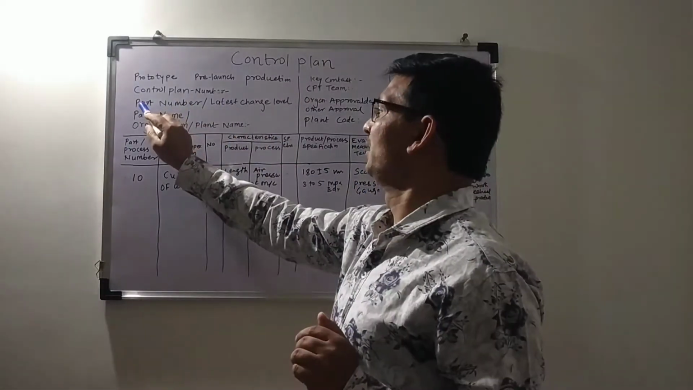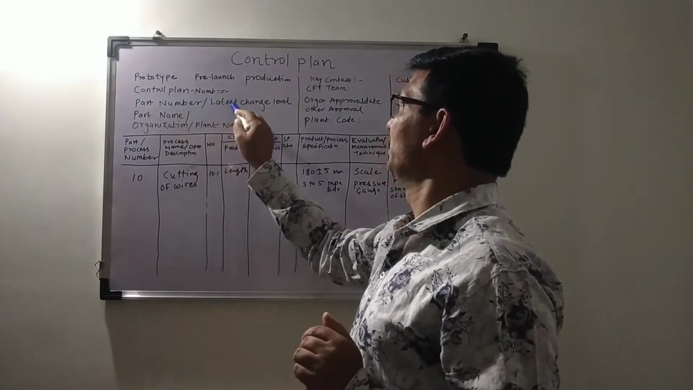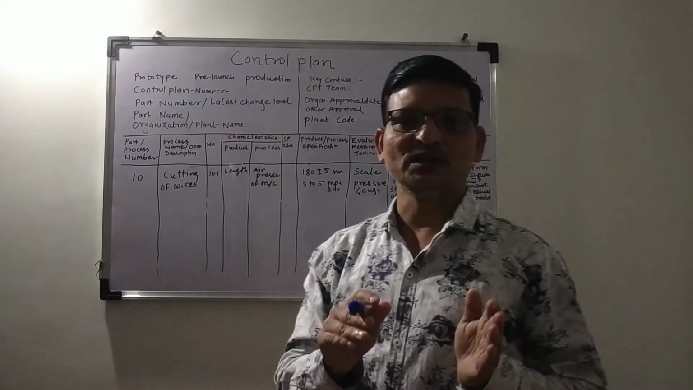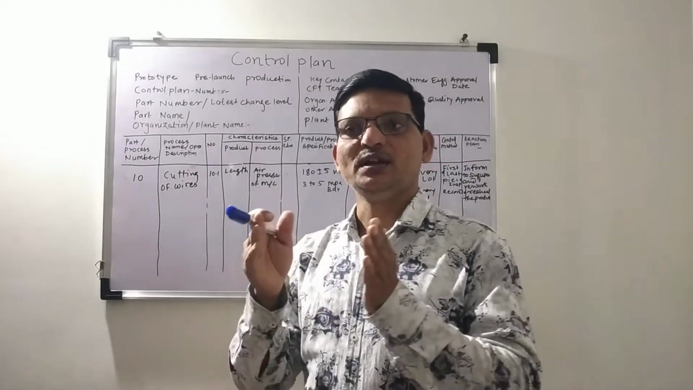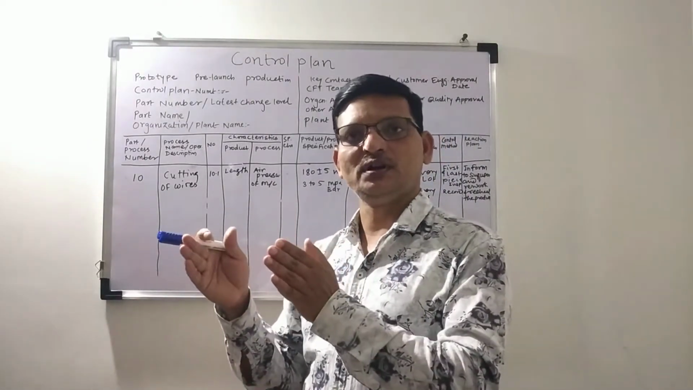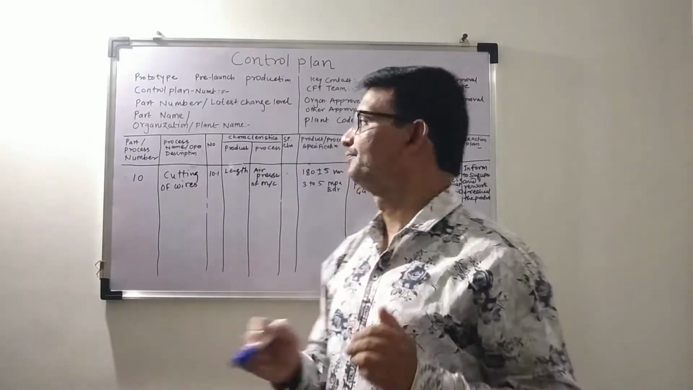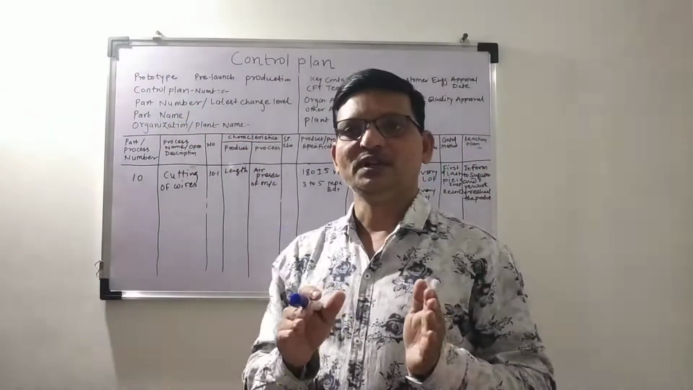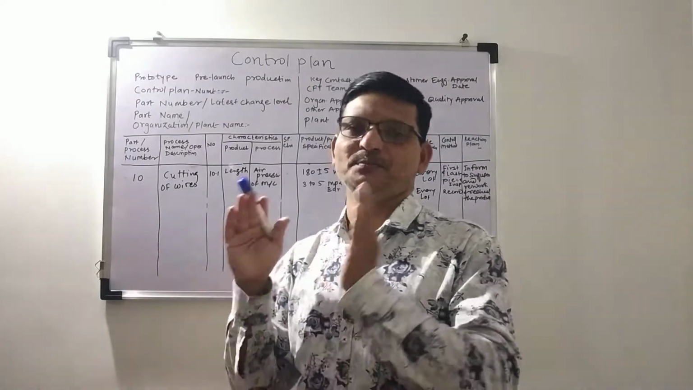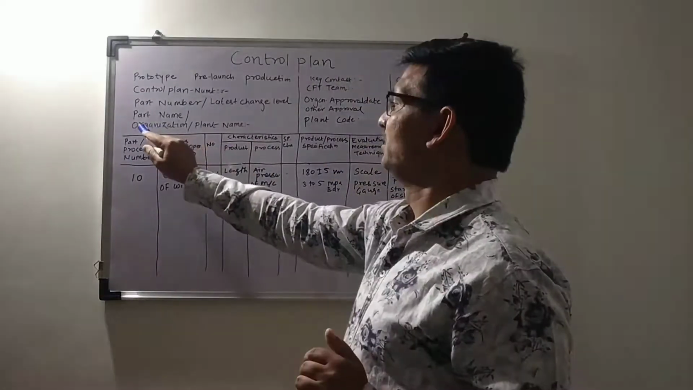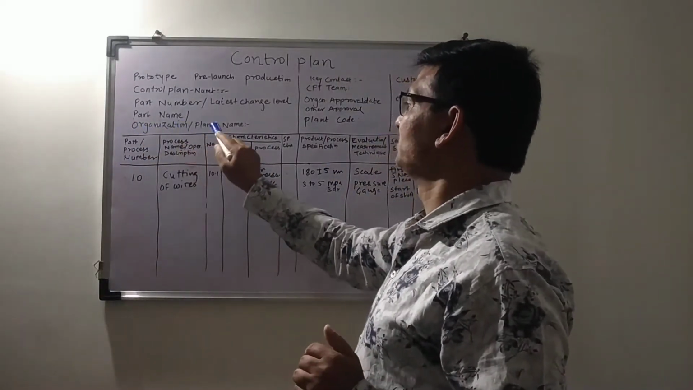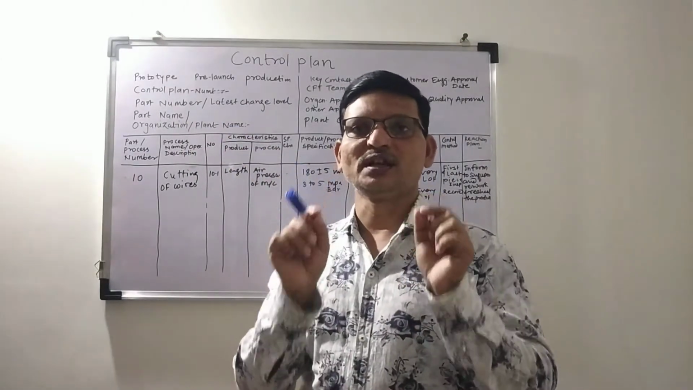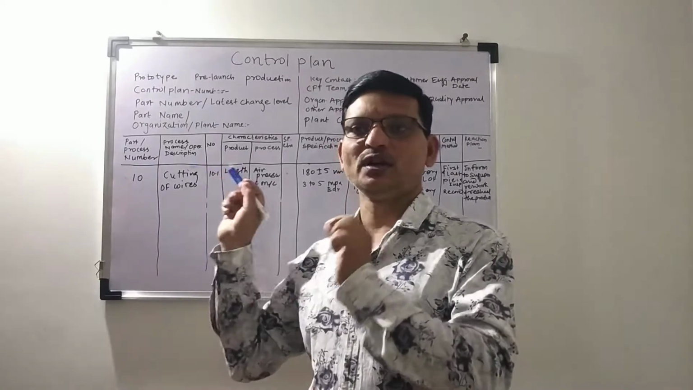After that, there is a part number or latest change level. Part number is important because a control plan is made for a product or a part. After that, there is a part name. Part name is the product name or part name. After that, there is an important point, the organization plan name. So write your organization plan name in that column.